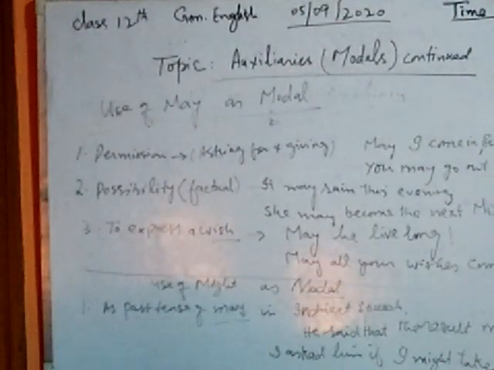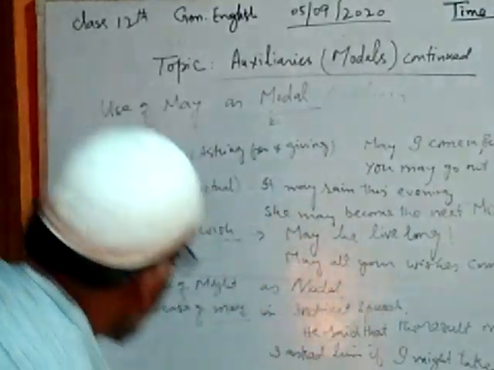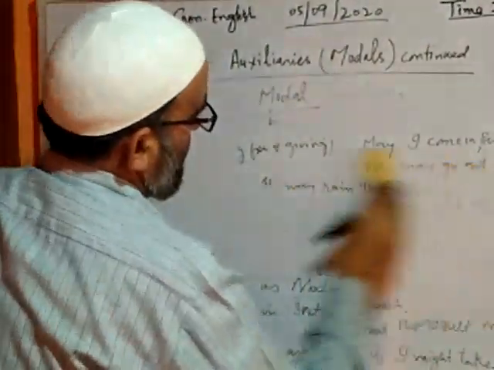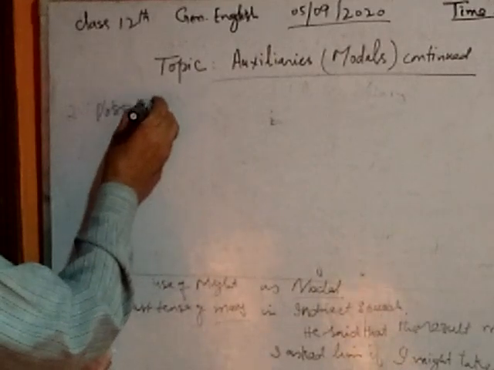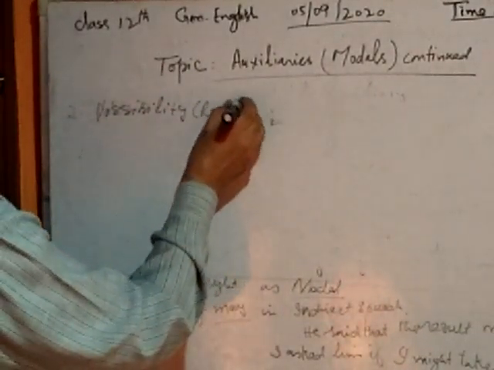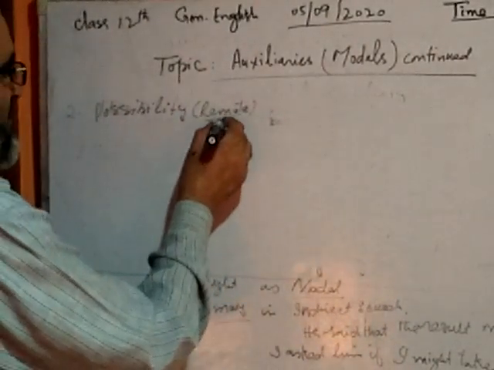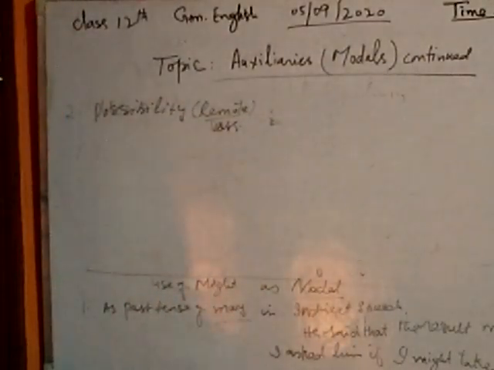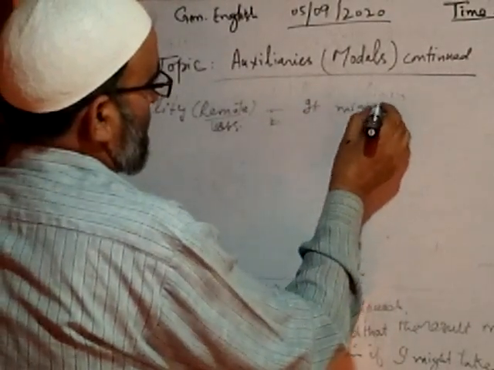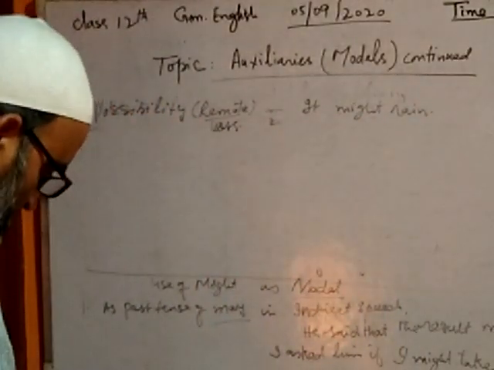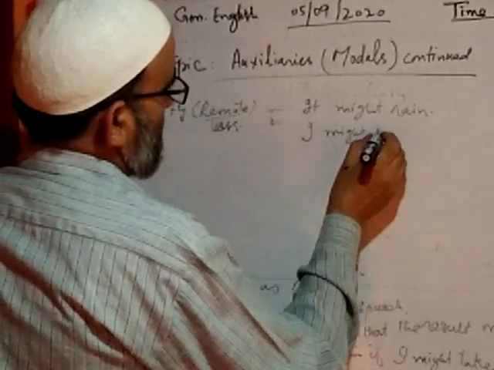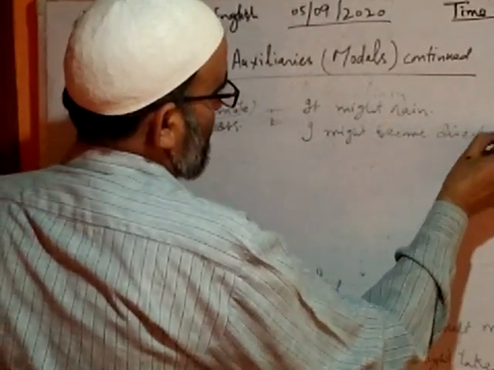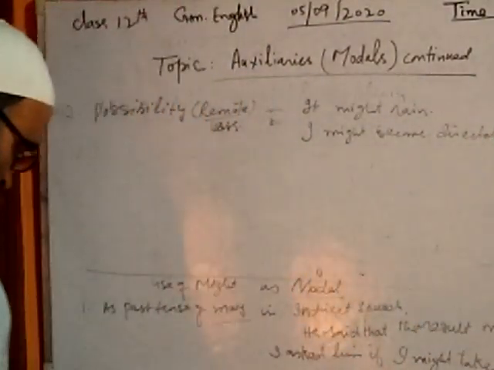The second use of might as modal. Yes dear students, possibility, but it is remote possibility, or less possibility. Yes dear students, for example, it might rain. I might become director next year.